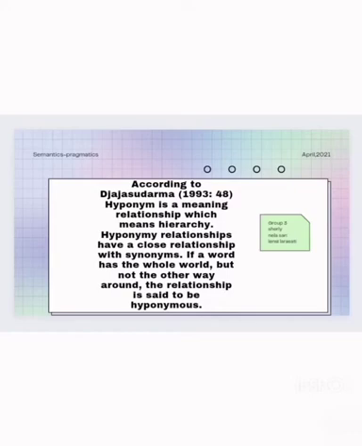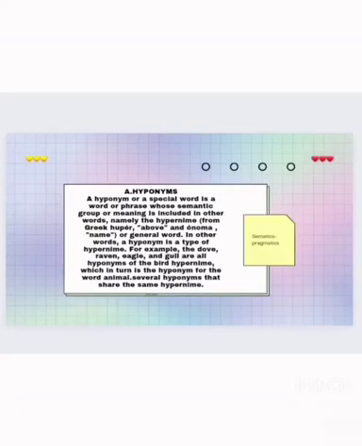If a word has the whole word, but not the other way around, the relationship is said to be hyponymous. A hyponym or a special word is a word or phrase whose semantic group or meaning is included in other words, namely the hypernym or general words. In other words, a hyponym is a type of hypernym. For example, dove, raven, angel, and God.